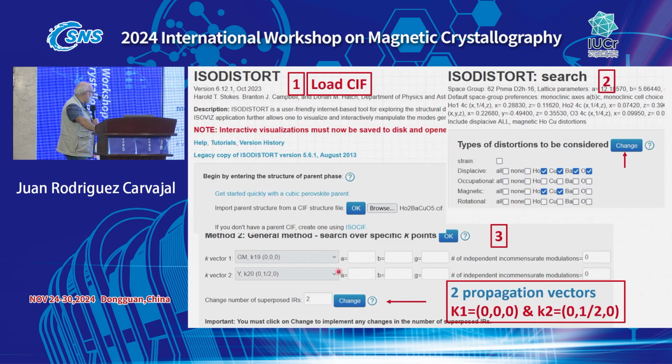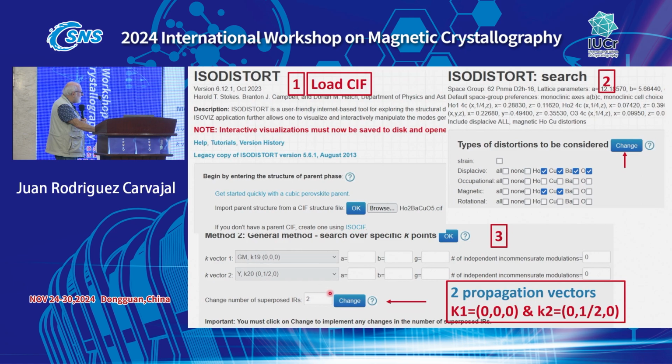And when you do that, first you have to click here and change the number of superposed IREPs. Then we will superpose 2 IREPs. One is for one propagation vector, another one is for the other propagation vector.